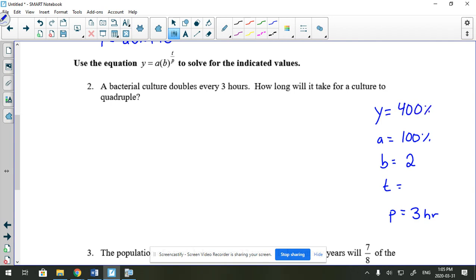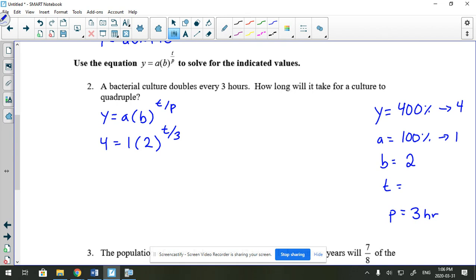So you don't even have to really know a starting amount as long as you have enough information. You can then just imagine that you're starting with 100% of your sample. So my A is going to be 1, my Y is going to be 4. And then we can plug it in. So the equation is there. My Y is 4, my B is 2, T is what I'm trying to figure out, my total time it takes for it to quadruple, and my P is 3.